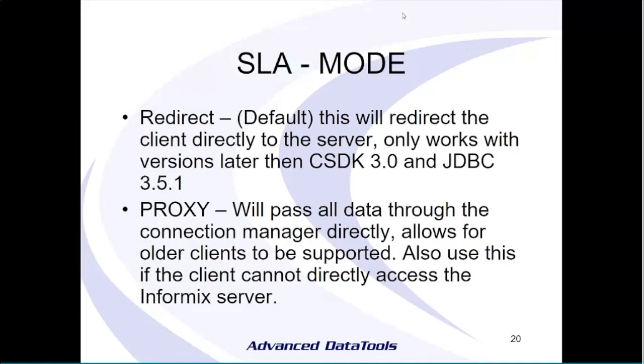The other option besides redirect is proxy. What this does is it actually passes all the data through the Connection Manager. So the Connection Manager takes the request, submits that request to the Informix server. The Informix server generates the data and sends it back to the Connection Manager. The Connection Manager sends it back to the client. This is nice because the client doesn't know it's talking to Connection Manager. There's no special logic. Anything that can connect to the Informix server can connect to a proxy connection. The downside is it means you have an extra hop for the data, and it means there is higher load on the Connection Manager server because it's having to handle and pass all that data.